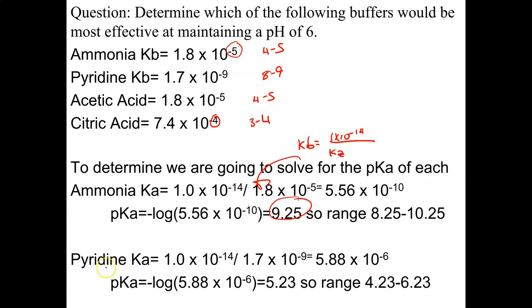All right, for the second one, for pyridine, same thing, did the more complicated way. You get 5.23, so the range is between 4 and 6. You can kind of see that's the answer already, right? Because you want around 6. But we're going to have to calculate for the others just to make sure. So we're going to do that.